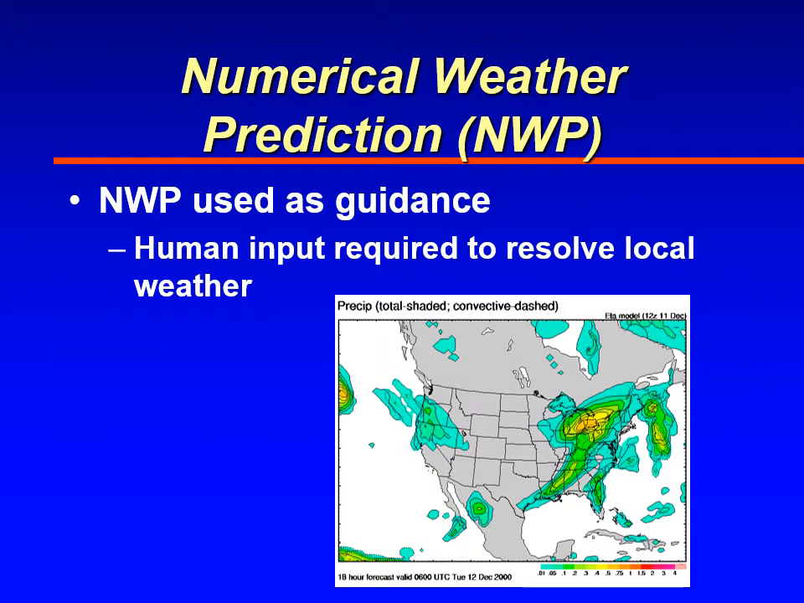The output from these computer models are used by humans as guidance. So the humans are looking at the weather information from the models, trying to figure out what that means to the weather conditions in their local areas.